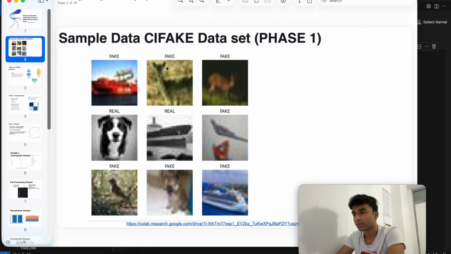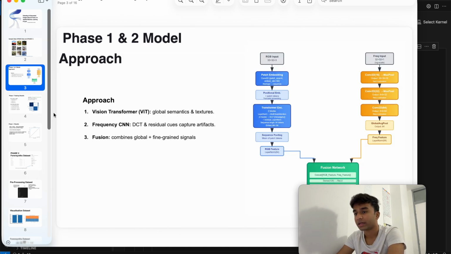My name is David and today I'll be presenting my project, which is detecting AI generated images beyond faces. In phase 1 we used the CIFAKE dataset, which is less than 100,000 images with a pretty low resolution. The model was trained using four layers: first the vision transformer, second the frequency CNN, third the fusion, and fourth the classification layer.